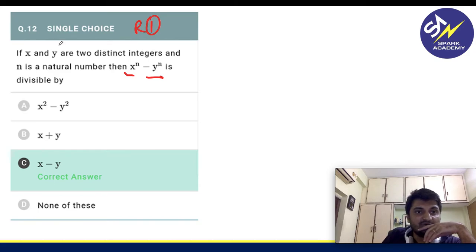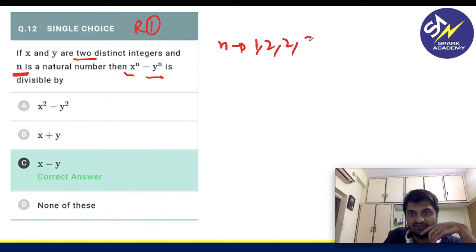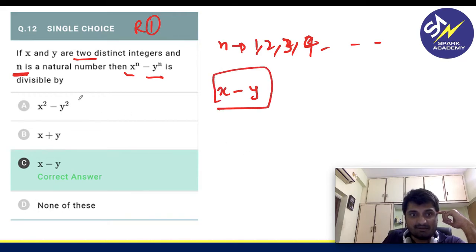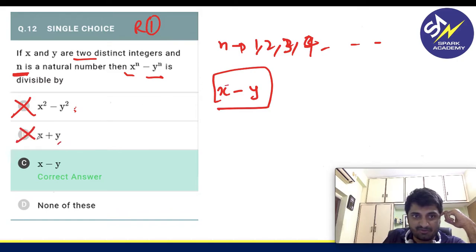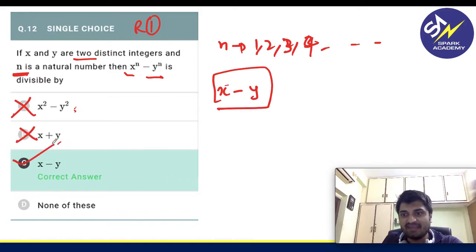Now look at this. X and Y are two distinct integers. N is a natural number. Natural number means what? I should start with 1, 2 and 3, right? 1, 2, 3, 4, like that I can take. Now let's do hit and trial. If you substitute 1, what am I getting? X minus Y. So X minus Y is divisible by what, guys? Is it divisible by X square minus Y square? No. Is it divisible by X plus Y? No. Is it divisible by X minus Y? Yes. Simple. Third option.